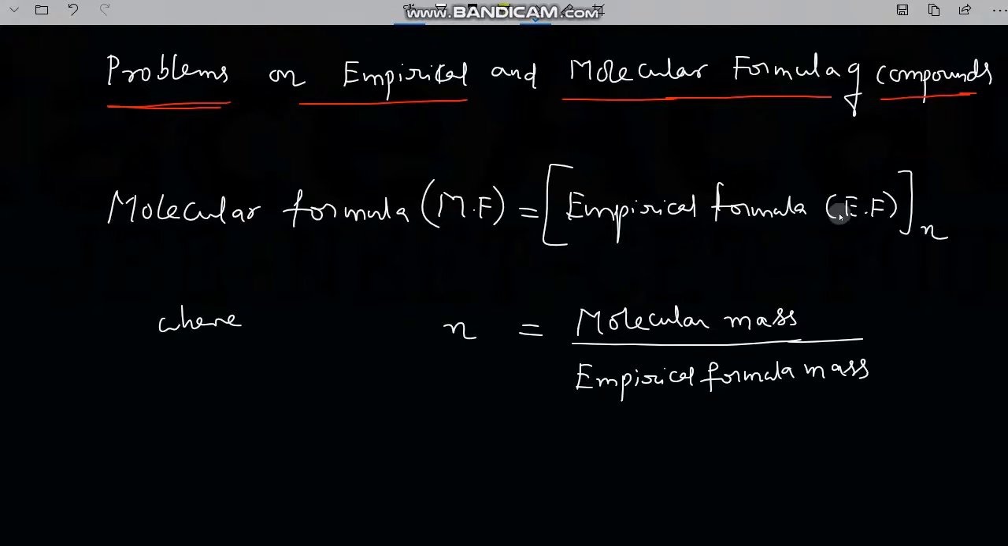In this, the relation between molecular formula and empirical formula is given as molecular formula is equal to empirical formula into n, where n is equal to molar mass by empirical formula mass. So if they are giving molar mass, definitely we can find n, and that will be substituted in this type of formula to get the molecular formula of the compound.